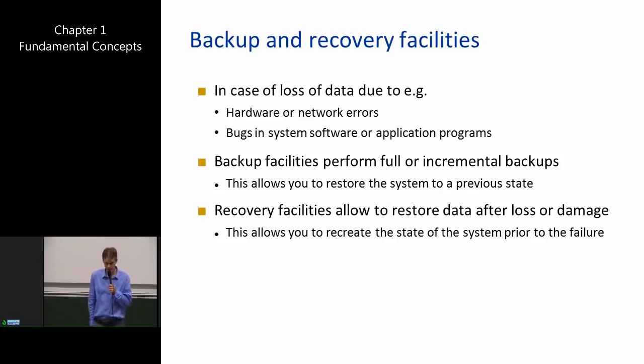Also, backup and recovery facilities are important. In case of loss of data due to a hardware or network error, or in case of bugs in system software or application programs which may occur, you need to make sure that you have backup facilities. And you can have different types of backup facilities. You can have full backups, which are each time going to fully back up the underlying data, or you can have incremental backups, whereby you only back up what has changed since the previous backup.